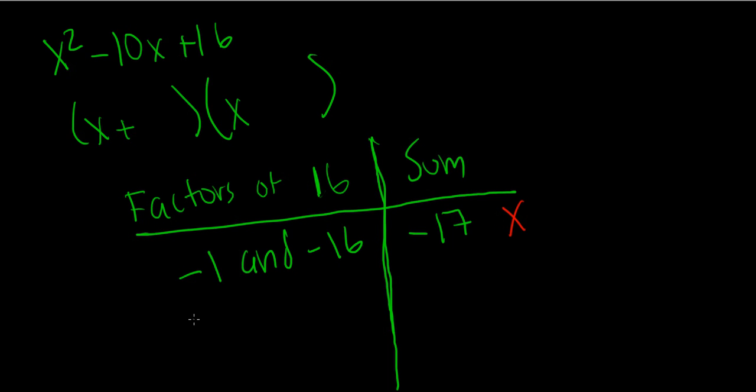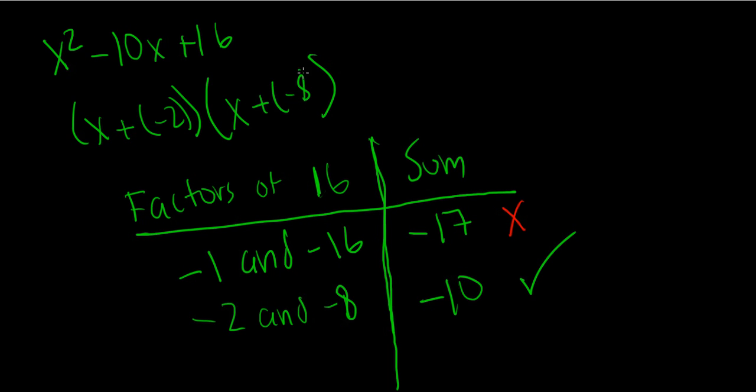We have negative 2 and negative 8. When we multiply negative 2 times negative 8, we get positive 16, which is c. And when we add them together, we get negative 10, which would be b. So we know that works. We can plug that into our equation: negative 2 and negative 8. Now we can simplify the parentheses a little bit and make it x minus 2 times x minus 8.